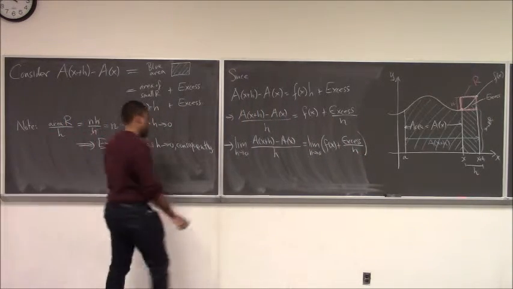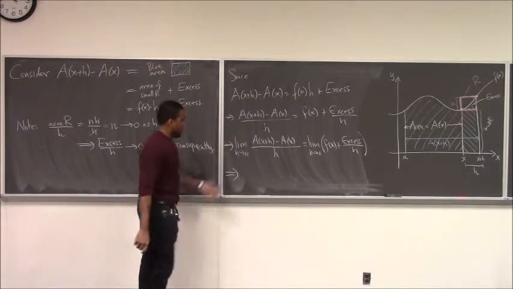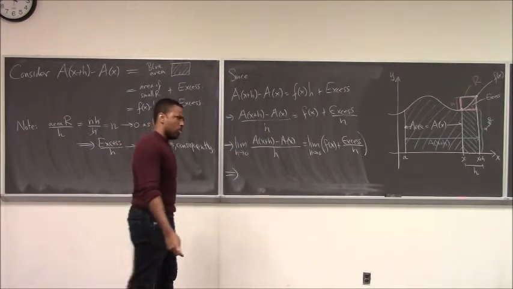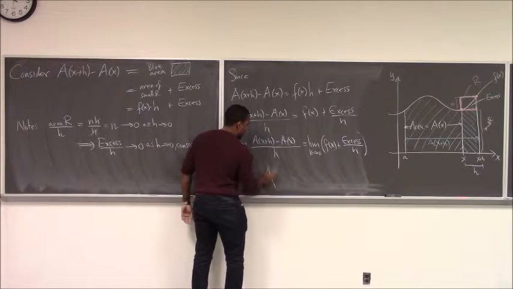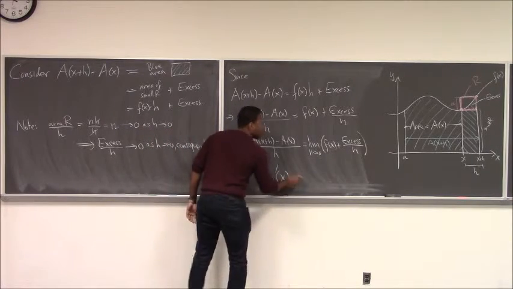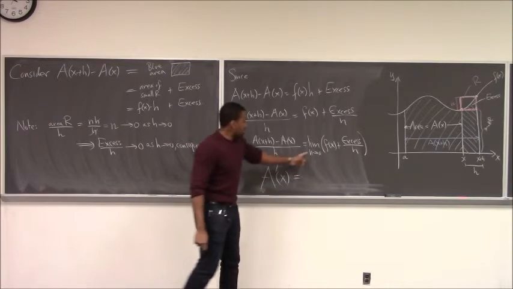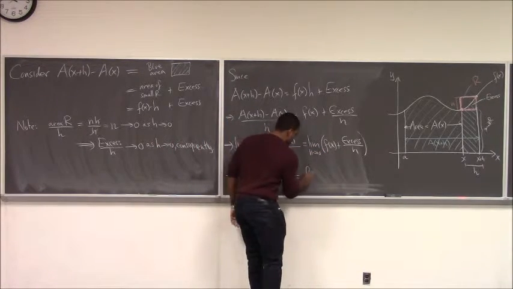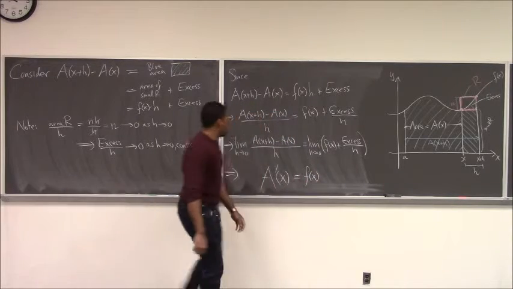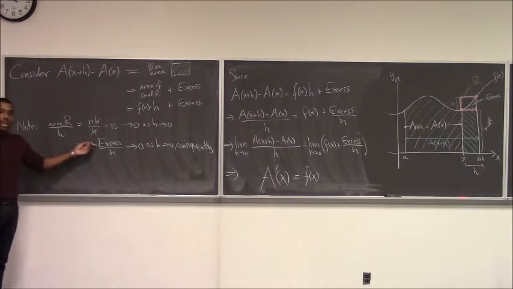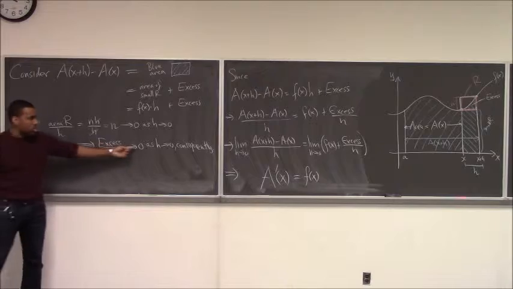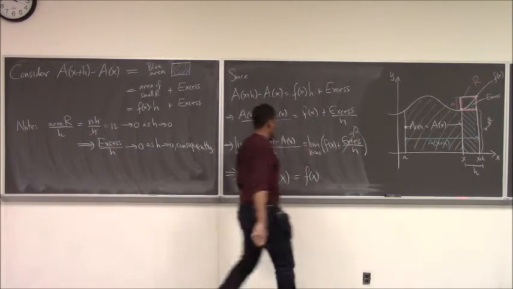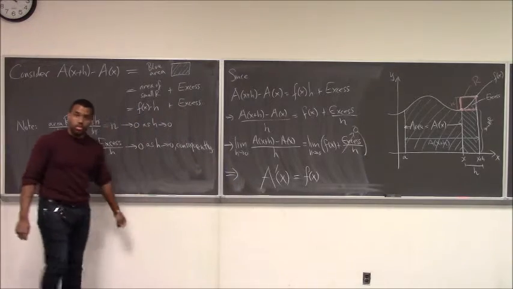Now we see something interesting. It turns out the limit of this expression, the difference quotient for the area function, well, that's just a derivative by definition. The limit as h approaches 0 of f of x is just f of x, as there are no h's in it. And we see that the excess over h portion will go to 0 as h goes to 0. So this is going to go to 0, and we're just going to be left with that.